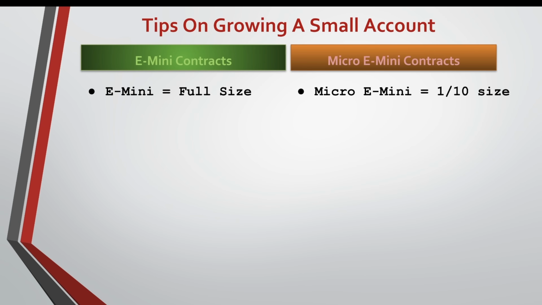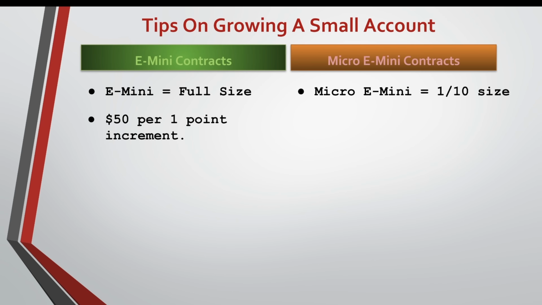We have two sides to this. We have an E-mini S&P and E-mini NASDAQ contract. And then we also have a micro E-mini contract, which is 1/10 of the size of a standard E-mini contract. A full E-mini is a full contract, whereas a micro contract is 1/10 of the size.